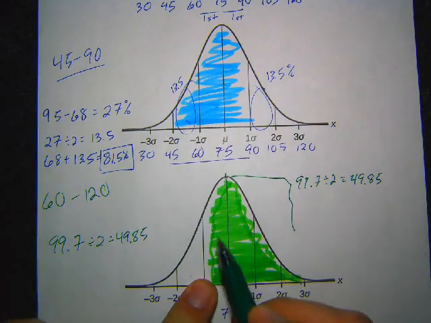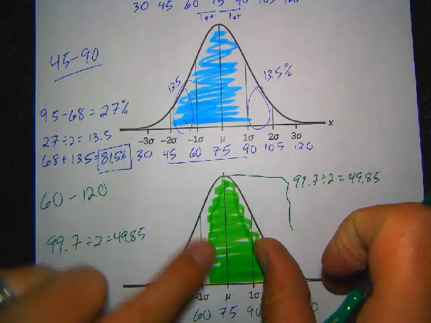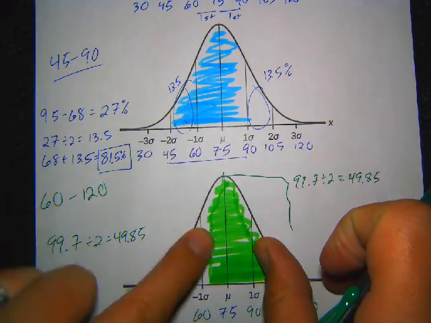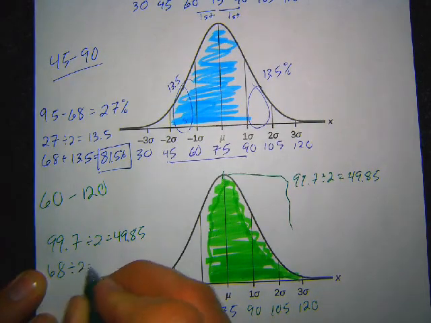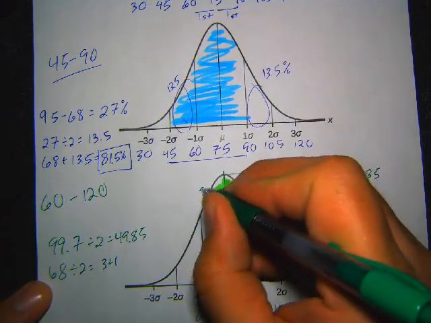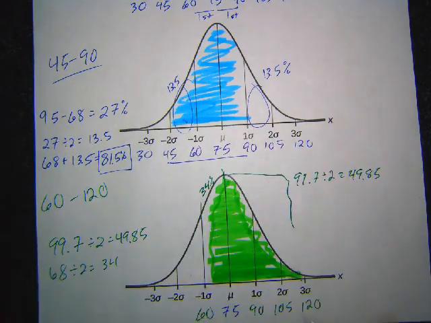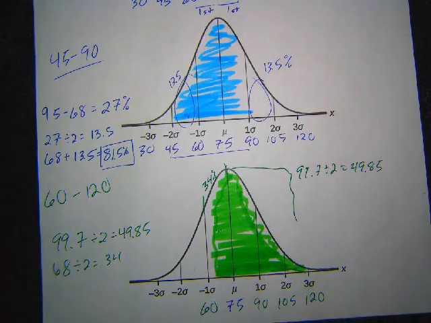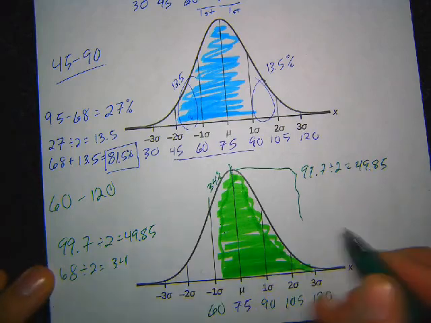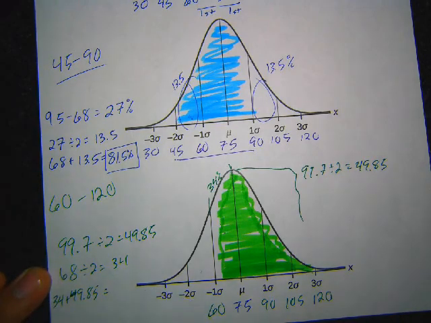And I just have to add on this one piece, and I've got the whole thing. Well, thankfully, this piece is easy to find because we know the middle two pieces is always 68. So half of the middle is going to be 34. So take the 68 and divide that by 2, and that's 34. This piece right here is the 34, just this piece right here. So now if I take the 34 from this piece plus the 49.85 for that piece, add that together, I've got the answer. So 34 plus 49.85 gives me my answer.